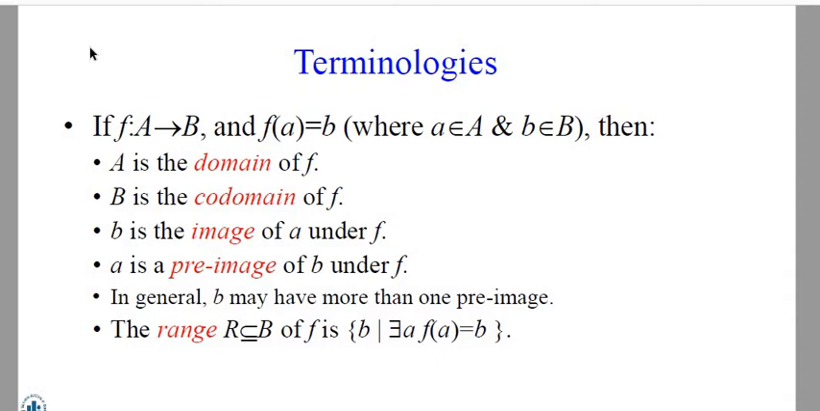Range in a relation we have seen, but here the range is different. There is a function from A to B, right? Then the range is a subset of B only. The range of F is the set of B such that for some A, F of A is equal to B.